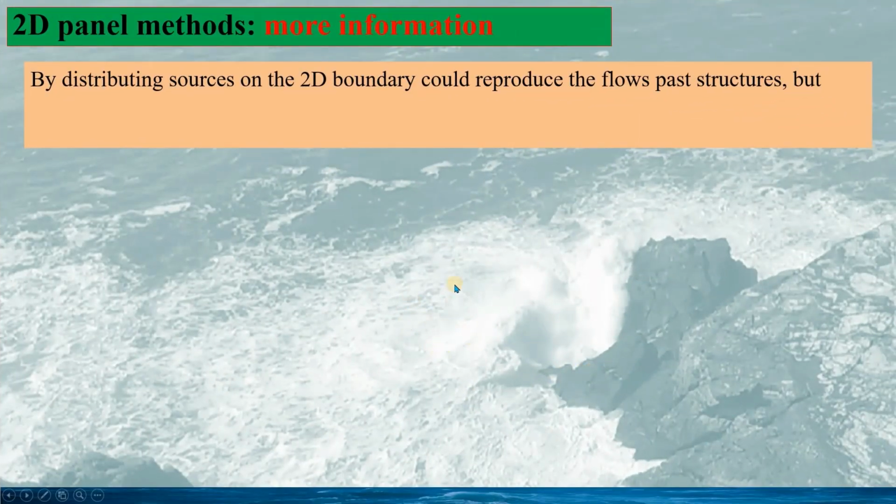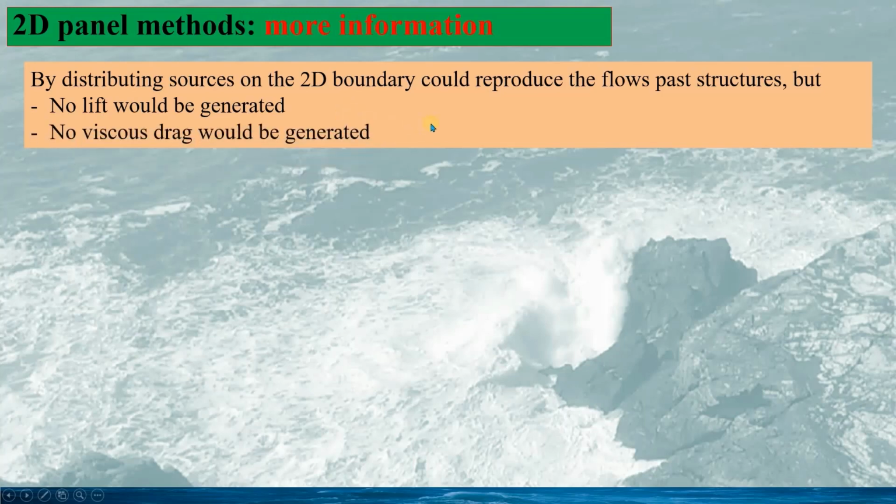Here is a summary for this panel method for 2D potential flows. Distributing sources on the 2D boundary would reproduce the flow past the structure. But in this case, there will be no lift generated on the structure, and no viscous drag would be generated on the structure.